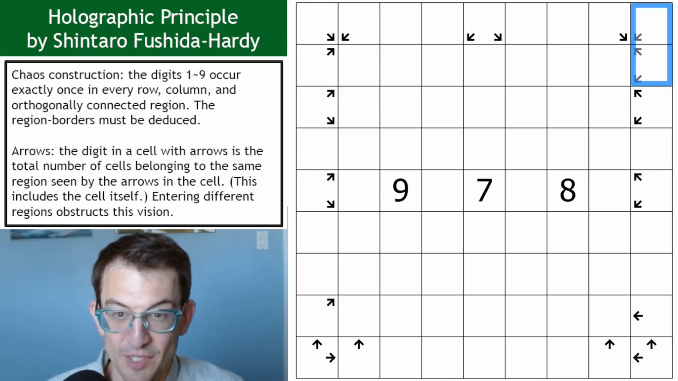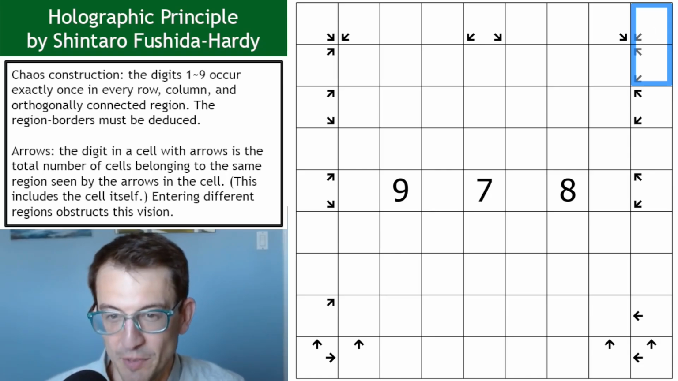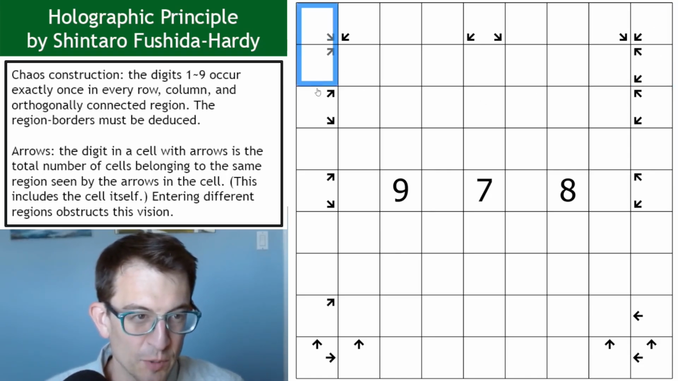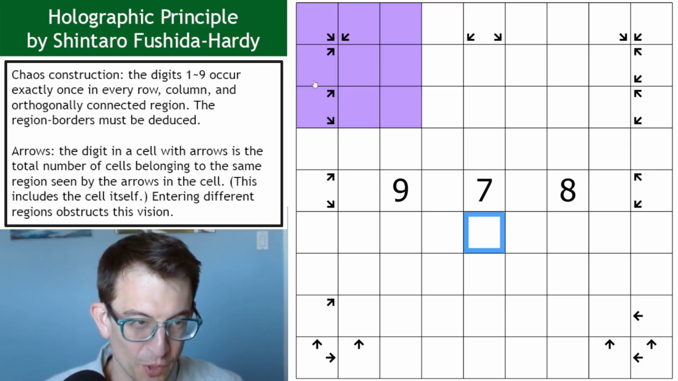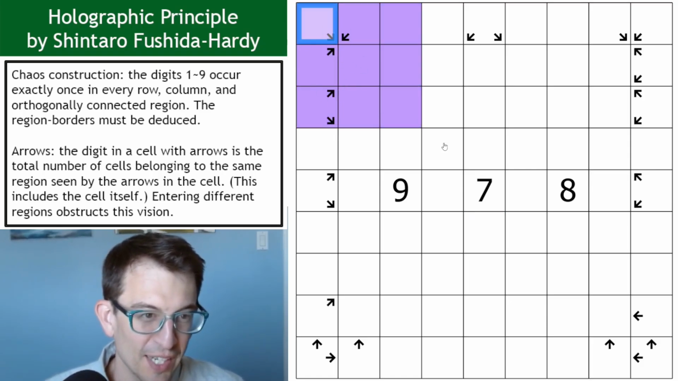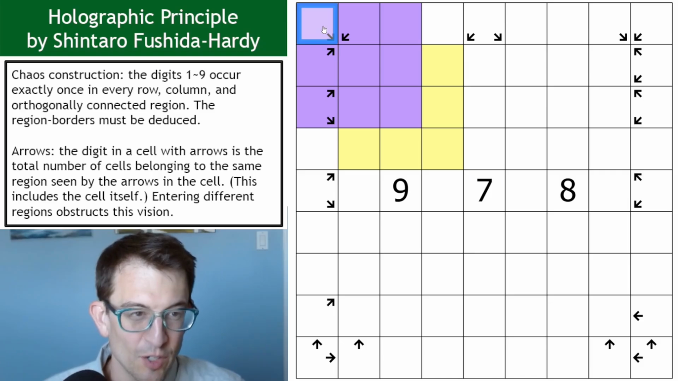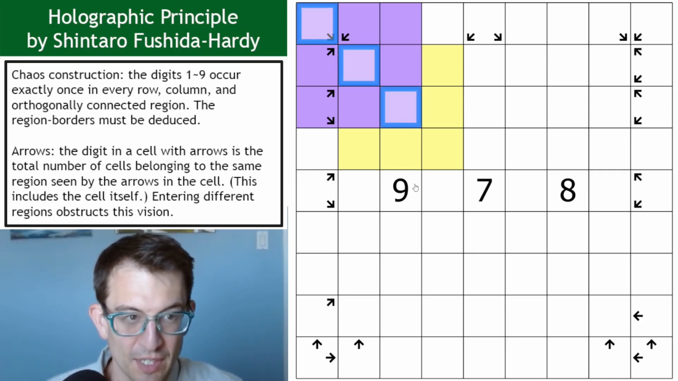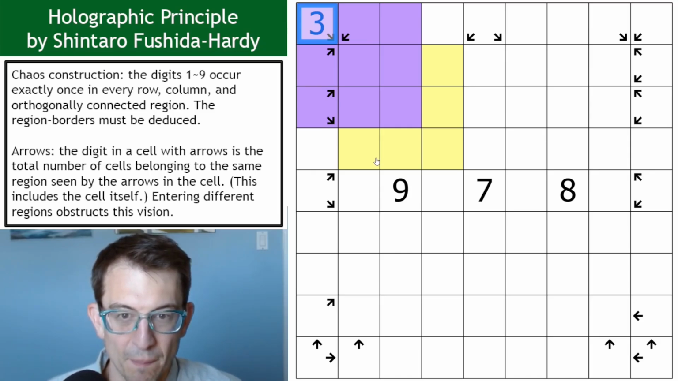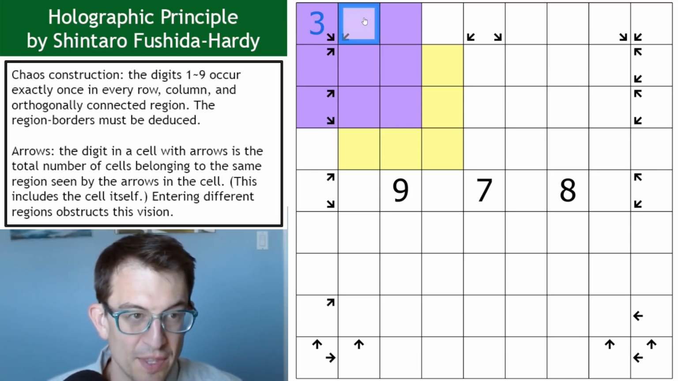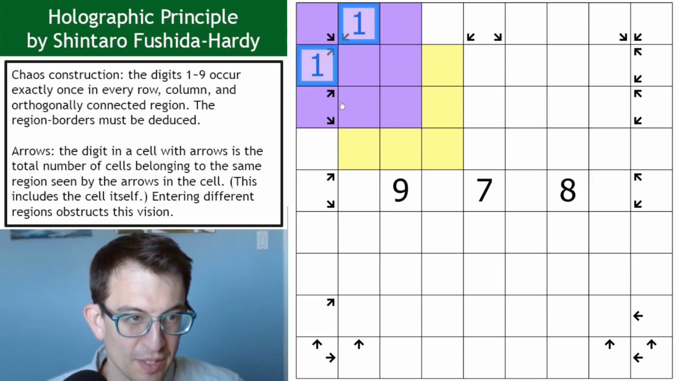So there's no example here. I'm just thinking, hold on, entering different regions obstructs this vision. So let's say I had a region that looked like this. It's a normal 3 by 3 box. Well, it's not going to work, but this arrow, and then this one. So maybe I have another region like that. This arrow sees 3 cells in its region. So this would be a 3. And then because it sees itself, and then these 2 arrows, and then this blocks vision. Whereas these cells would both have to be 1, which obviously is not going to work.